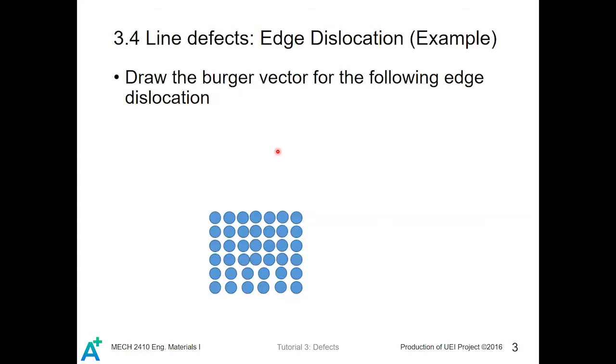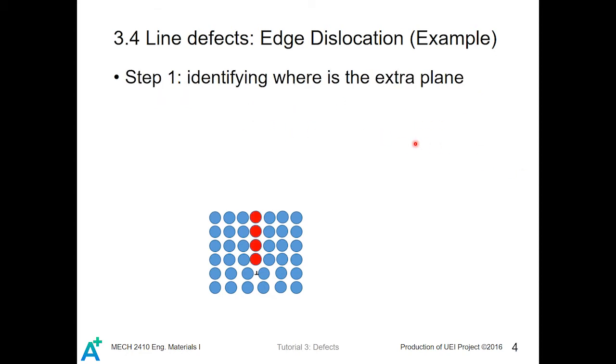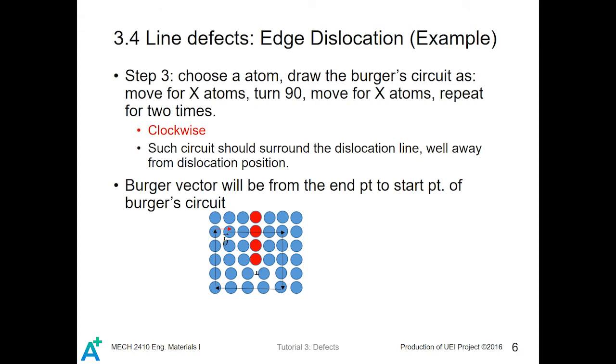One example: draw the Burgers vectors for the following edge dislocations. First thing is we need to identify where the extra plane is, and here is the label. Here is the symbol, and the red atom we have marked, I have just marked for you. And then we choose an atom.